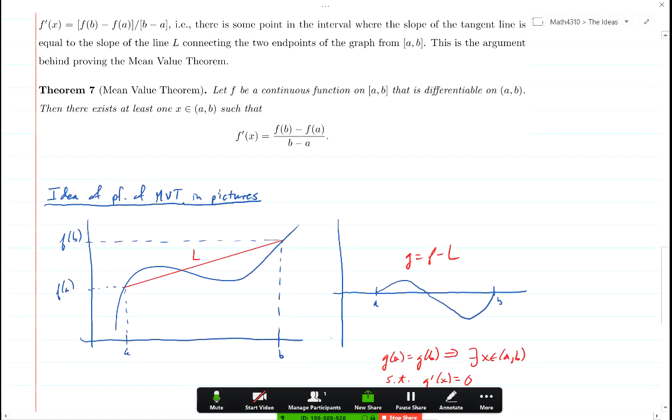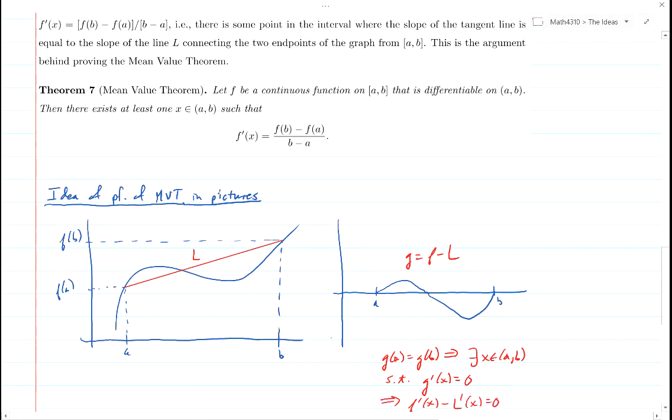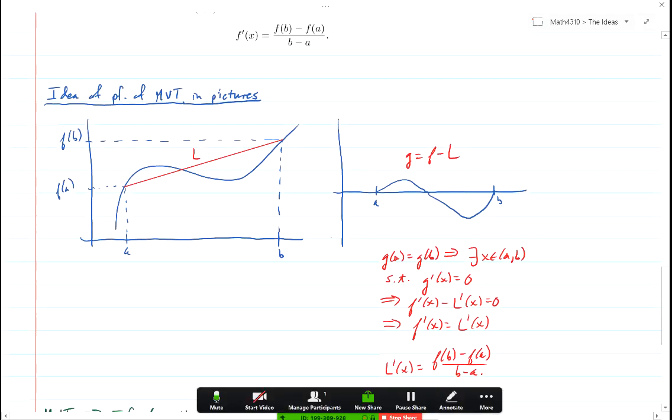Okay, so the mean value theorem is that there's basically some point such that the derivative is equal to the average change in value, right? There's some point where the tangent line is parallel to the secant line. You might remember that from calculus. Here's the basic idea in pictures.